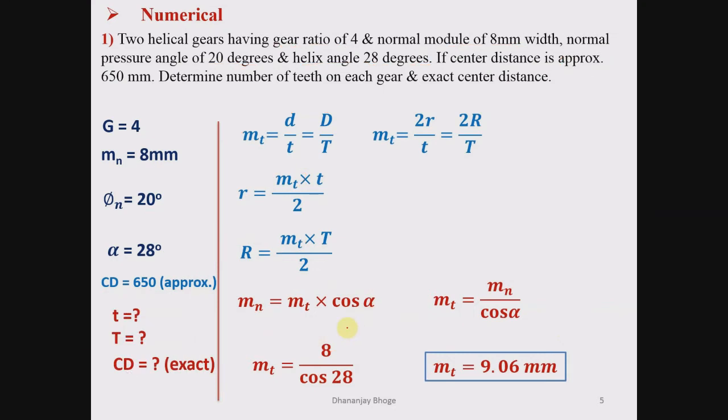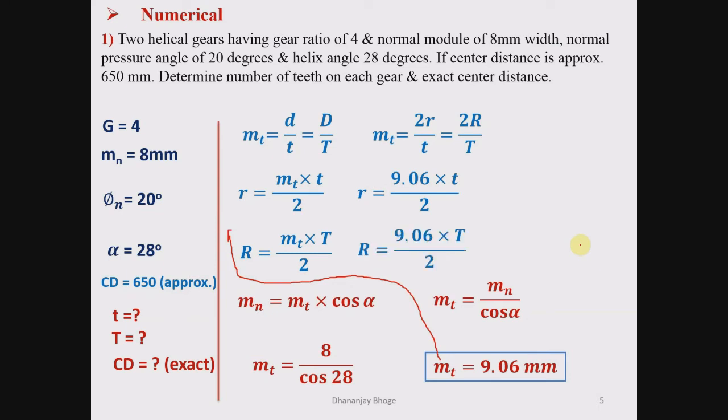Now what should be the next step? Now we will use this MT in these equations. Okay. So I will reproduce this equation. So r equals to 9.06 into t by 2 and capital R equals to 9.06 into T by 2.